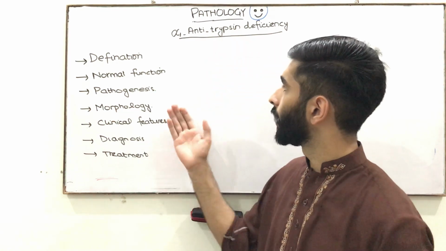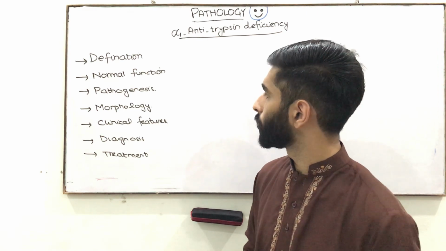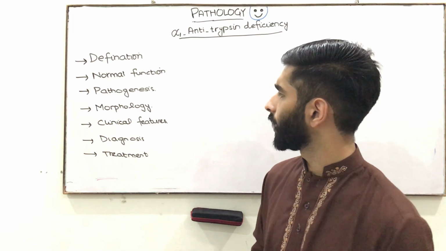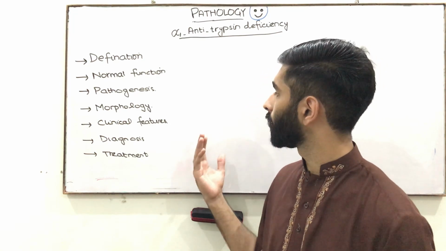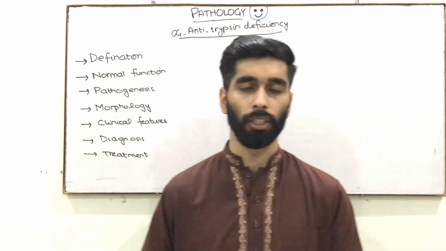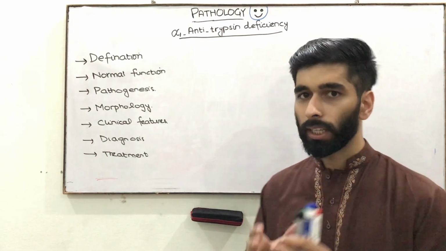So what are the headings under this topic? These are definition, what is the normal function of alpha-1 antitrypsin, what is the pathogenesis of this disease, what is the morphological appearance, what are the clinical features of the patient that presents with this disease, how to diagnose and how to treat the patient. So now we will see the definition of this disease.